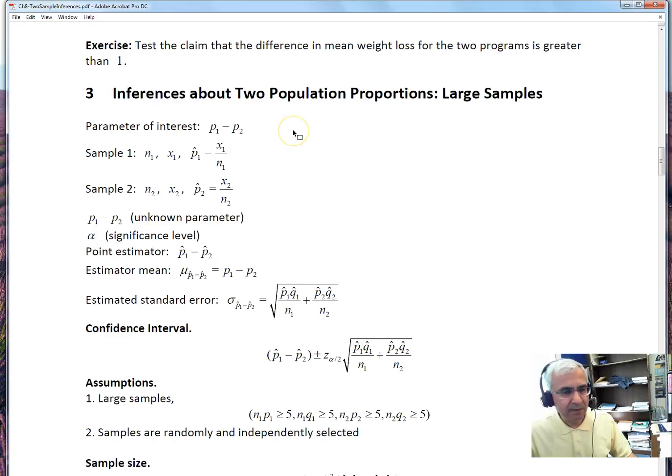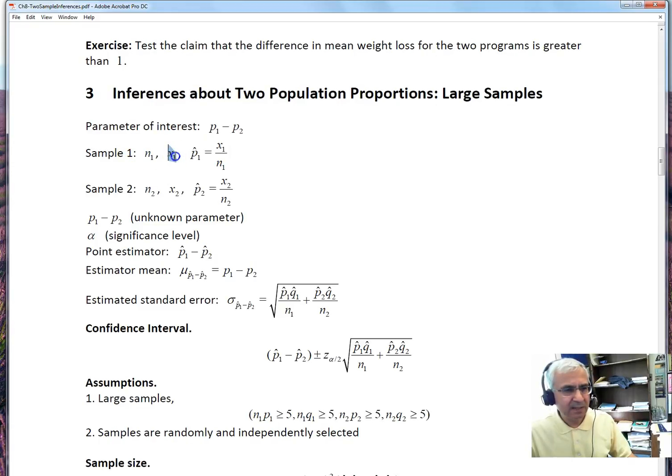P, which is the probability of success. In this case we have two, so the parameters are P1 and P2, the proportion of success in the first population and the proportion of success in the second population. So we're going to pick two samples. For sample 1, we pick a sample of size N1.